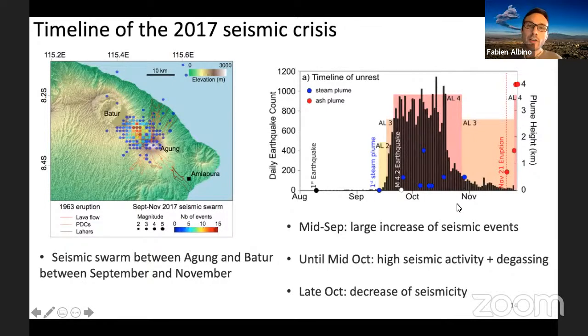If you look at the location of the events, because of the small number of stations it is difficult to have a precise location. So what we are looking at here on the left is just the density of events during the seismic swarm. What you can see clearly is an offset. There is a seismic swarm located right in the middle between Batur and Agung volcano, and the density is higher right in the middle, along this line between the two edifices. So the seismic swarm seems offset from the central edifice of Agung.